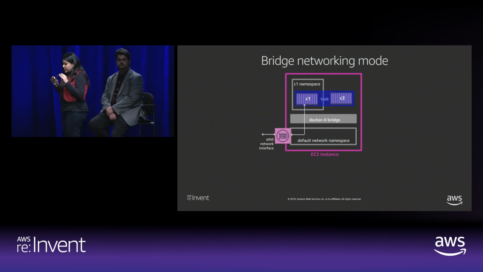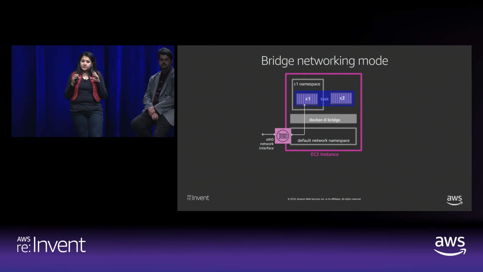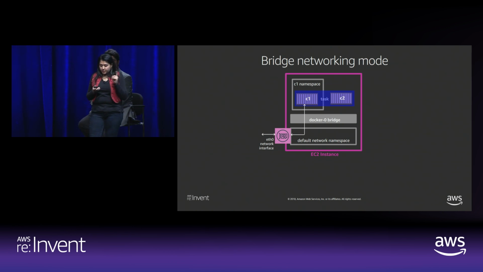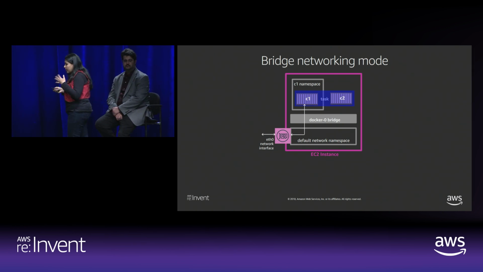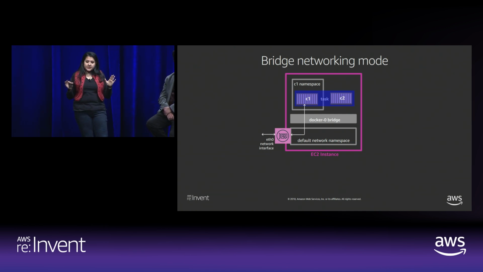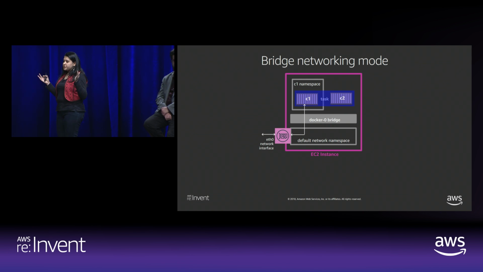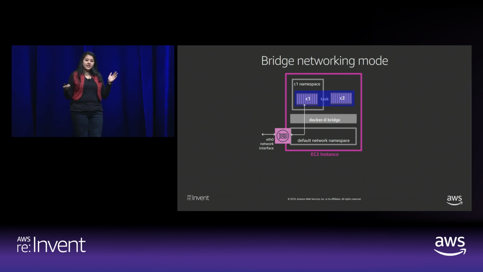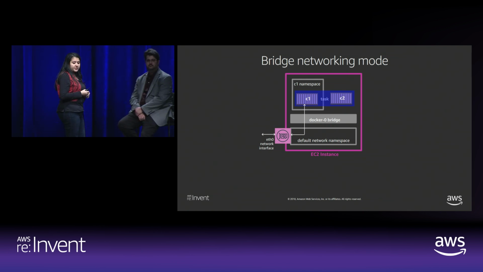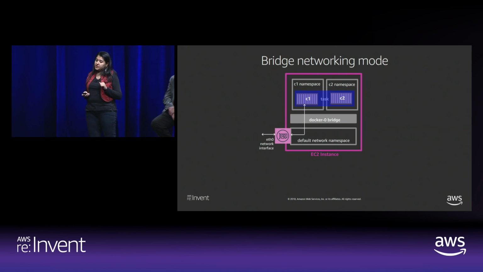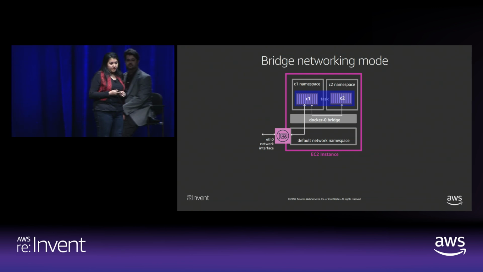And oftentimes, there is a need for two containers within the same task to talk to one another. And in this case, in the bridge networking mode, Docker has no idea of tasks. Tasks is a higher level ECS API construct. To Docker, these are just two containers. So when you launch that second container, Docker puts that second container within its own separate namespace. And now if these two containers need to talk to each other, because they're in separate namespaces, they need to transit through the docker0 bridge.